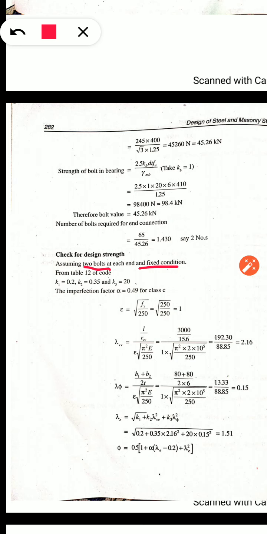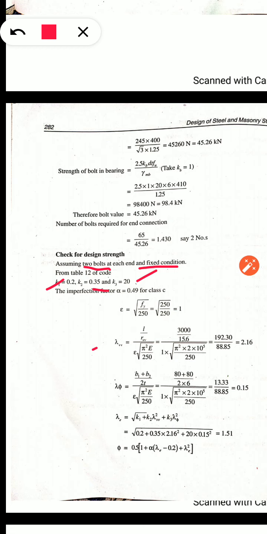So refer to Table 12 of IS 800:2007. Table 12 is already circulated. If you refer to Table 12 for 2 bolts and fixed end condition, K1 will be 0.2, K2 will be 0.35, and K3 will be 20, and alpha will be 0.49 for buckling class C. That is there in IS 800:2007.